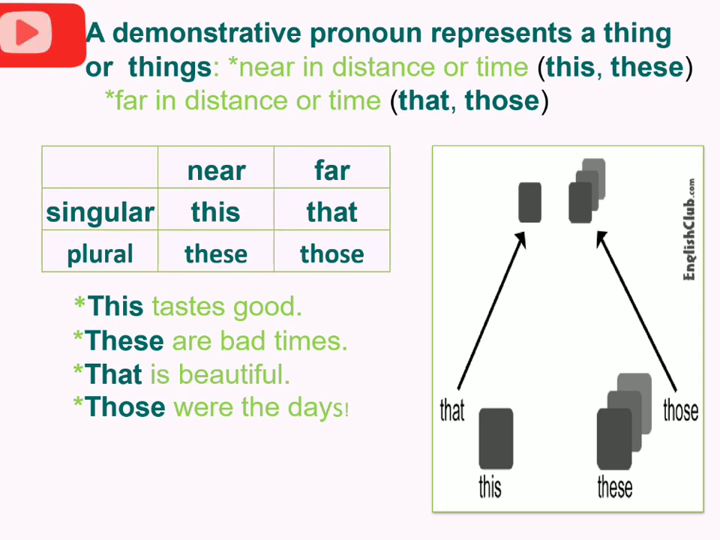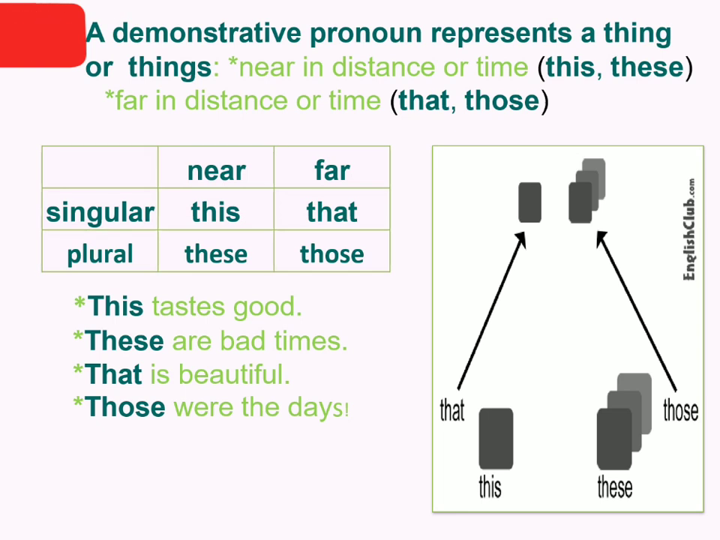For example, this tastes good. Now, there is something that is near me and I can eat it. So, if that is near me, it means I will use the demonstrative pronoun this for it. These are bad times. Now, I am talking about times. It is plural. So, I have used what? These. That is beautiful. Now, that is something which is far away from me and it is singular.